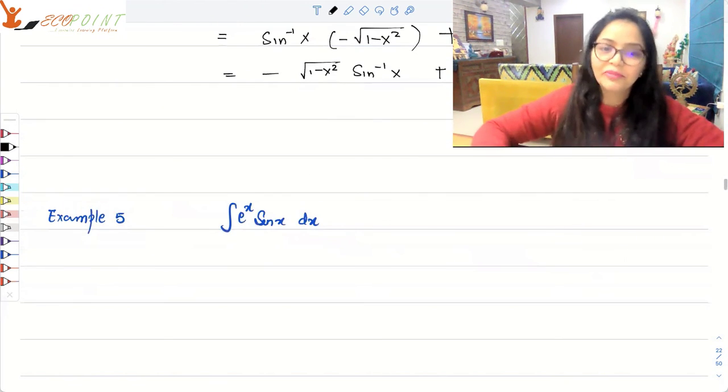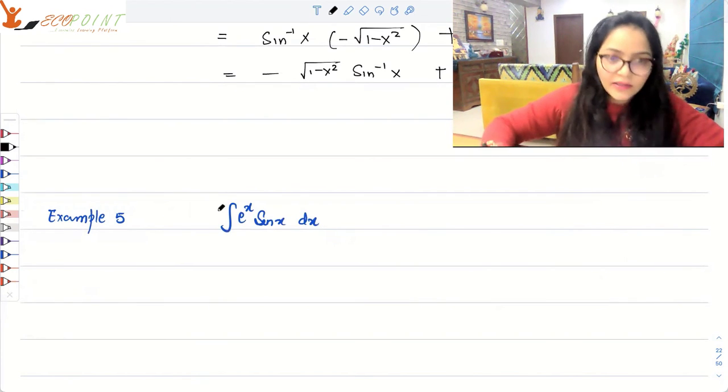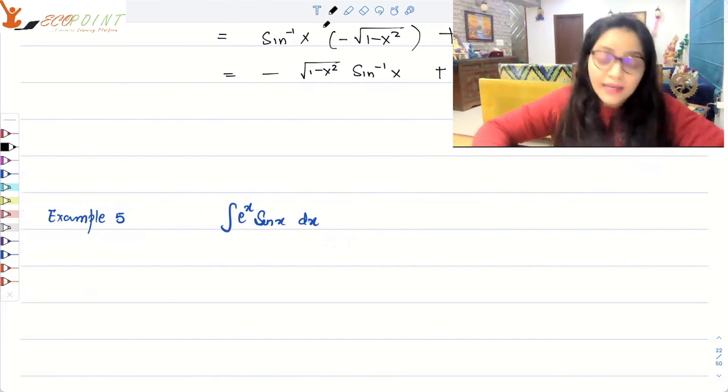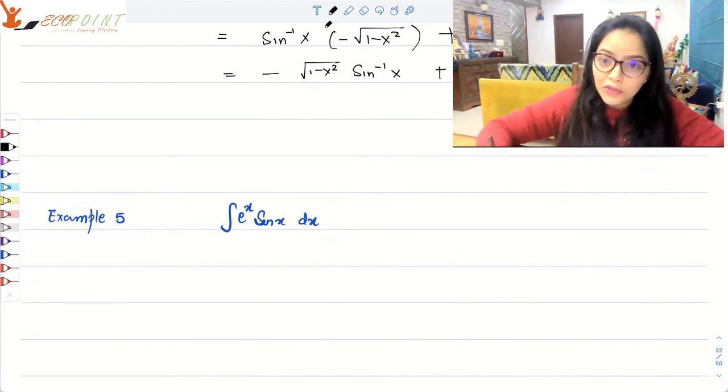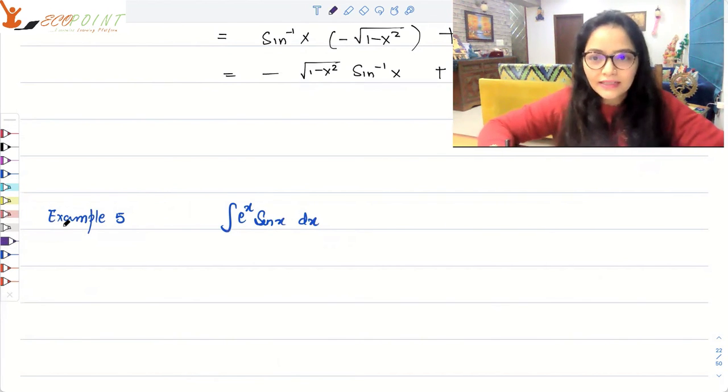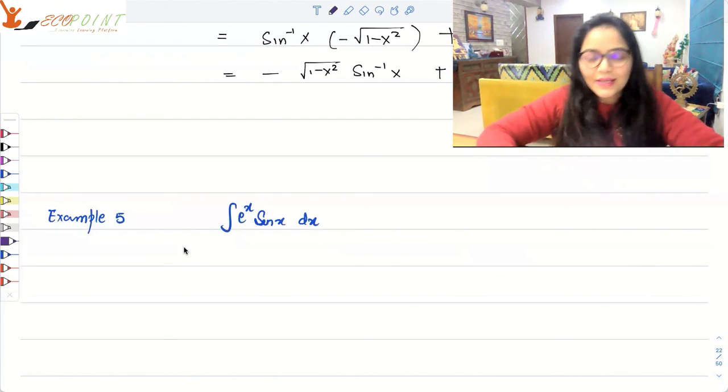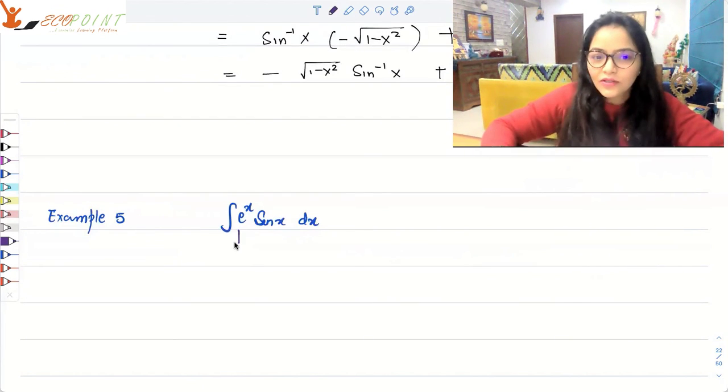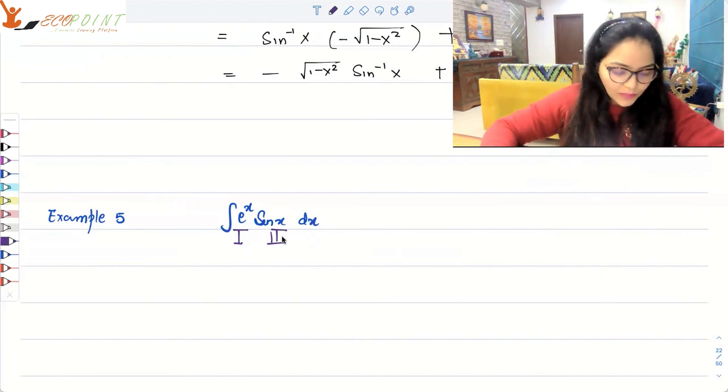Let's take another example. Integral of e to the power x sine x. Let us this time take ex as our first function. I know I told you that ex should generally be taken at the last, but the competition is between ex and sine x. So ex can be taken as the first function here and sine x as the second function.